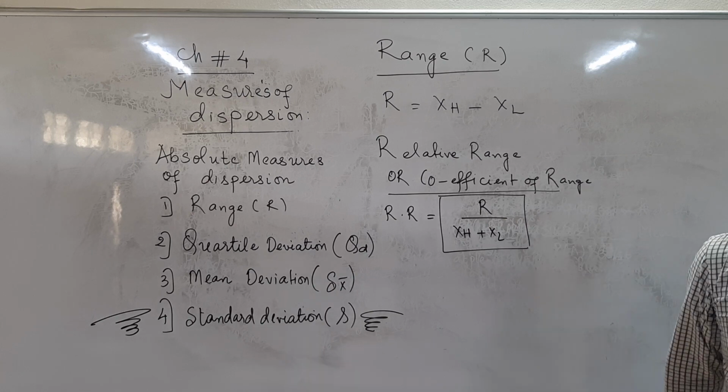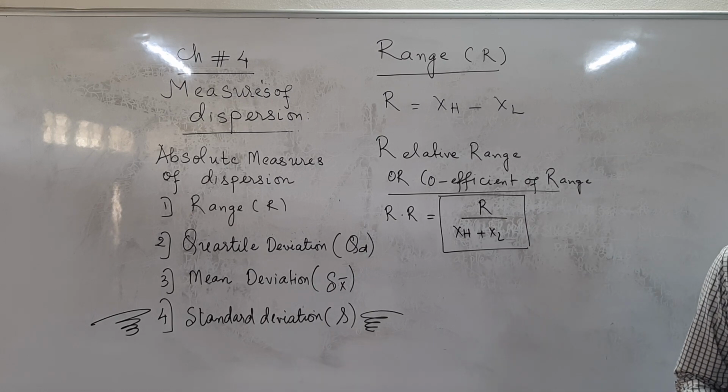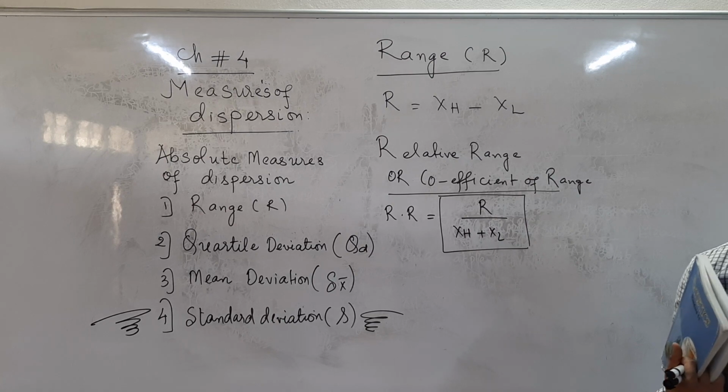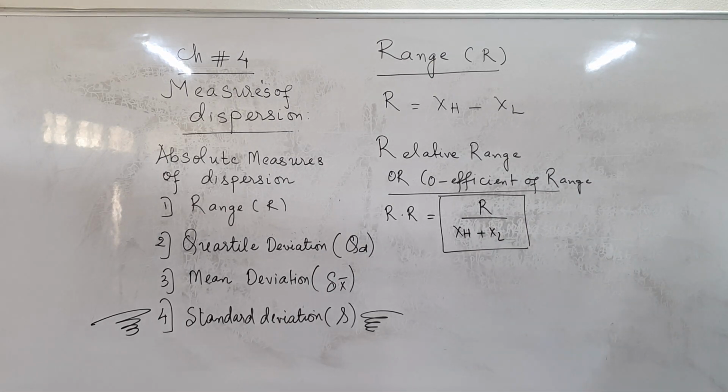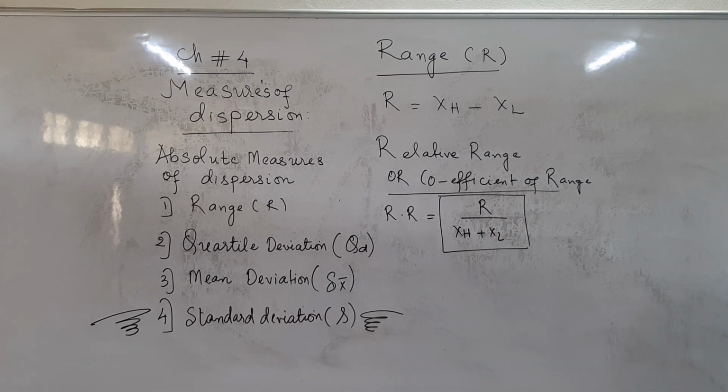So the first measure is range. The formula to find range is XH minus XL, and relative range or coefficient of range has the formula range divided by XH plus XL.